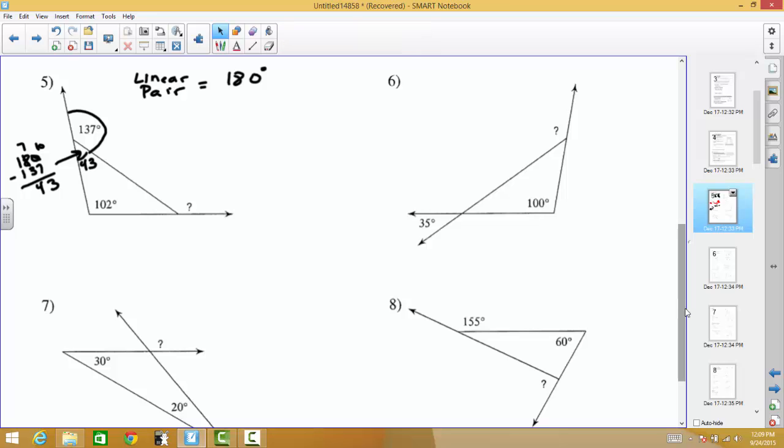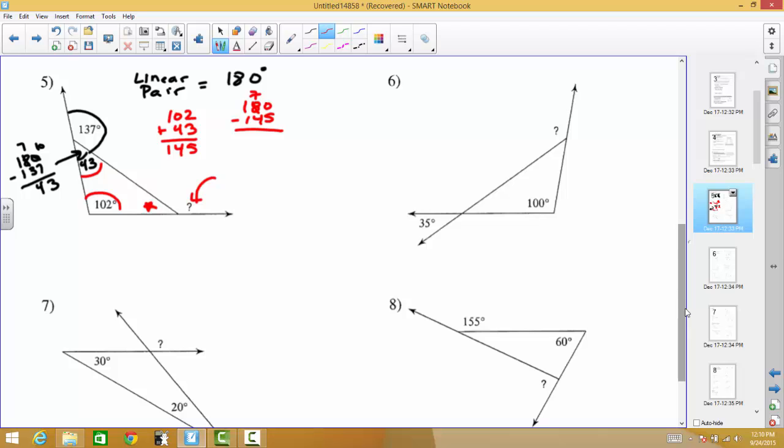So we still need to figure out this answer. This is kind of like a 3-step process. So if this is 43 and this is 102, now we can figure out this one. So 102 plus 43 is 145. And then you would need to do 180 minus 145. Borrowing from the 8, I'm just going to rewrite that as a 10. 10 minus 5 is 5. 7 minus 4 is 3. So this angle right here is 35.